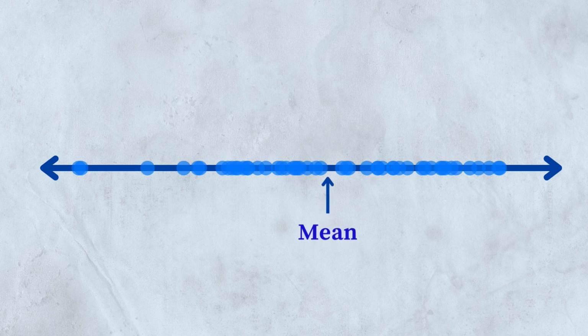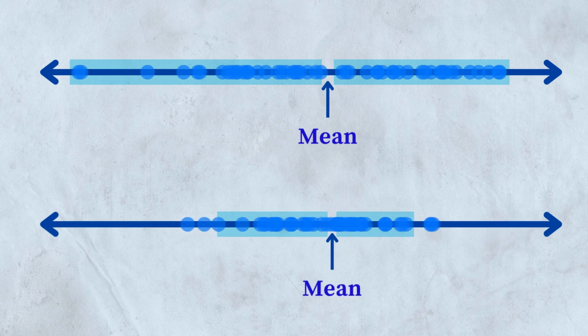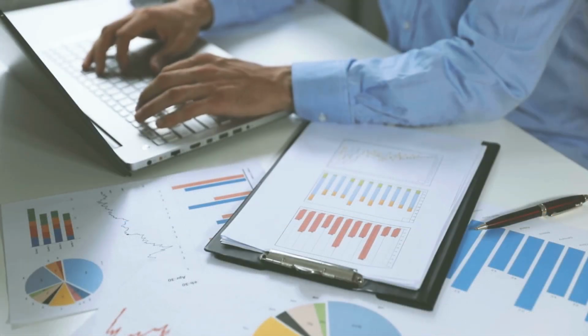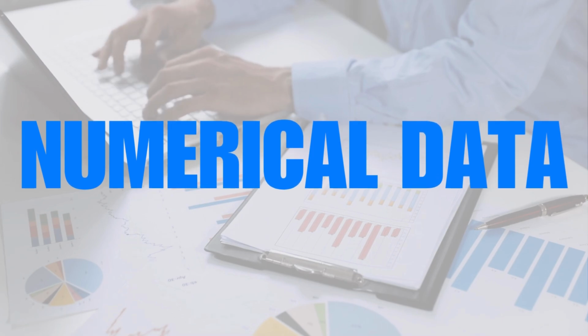When we talk about the dispersion of a dataset, we mean how the data values are distributed or deviate from a central reference point. A larger spread indicates that the data points are more scattered from the central reference point, while a smaller spread means they're clustered more closely around it. In this video, we'll focus on numerical data and explore various measures of its dispersion.